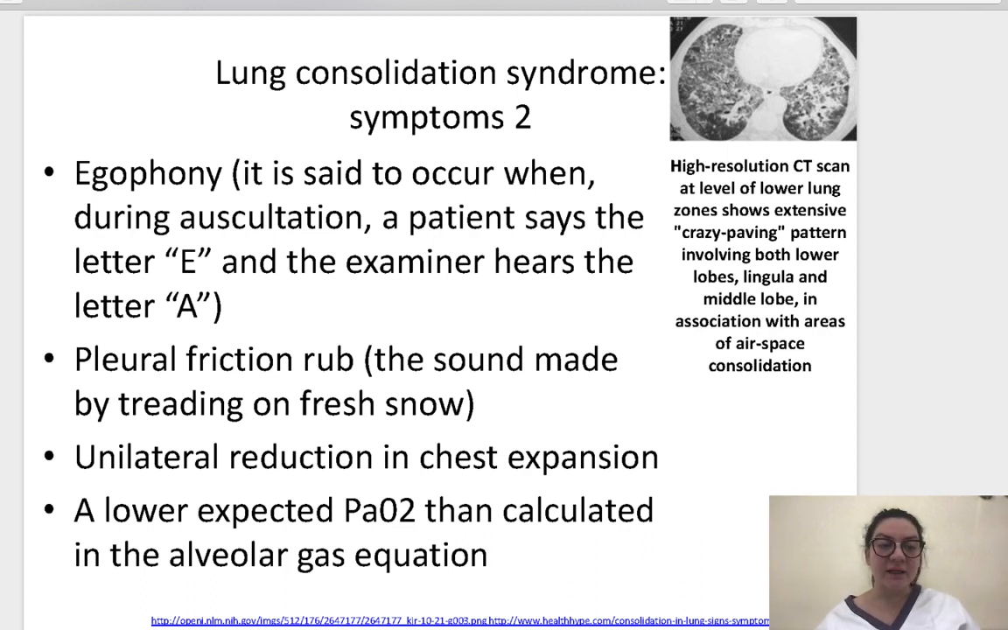Other symptoms can be unilateral reduction in chest expansion and a lower than expected partial pressure of oxygen than calculated in the alveolar gas equation. It is a specific symptom for pneumonia and lung consolidation in general.